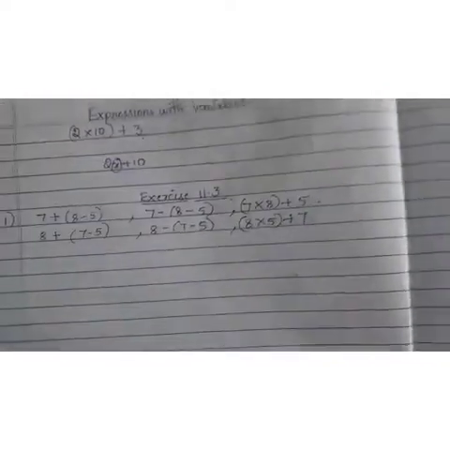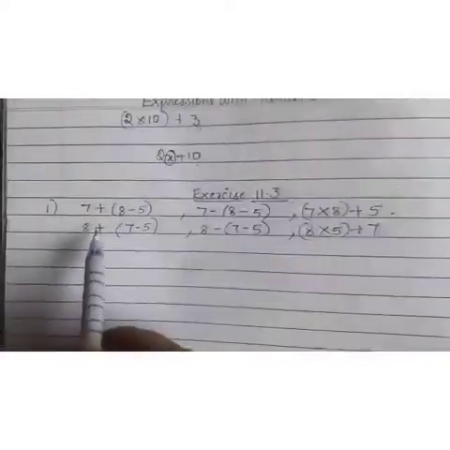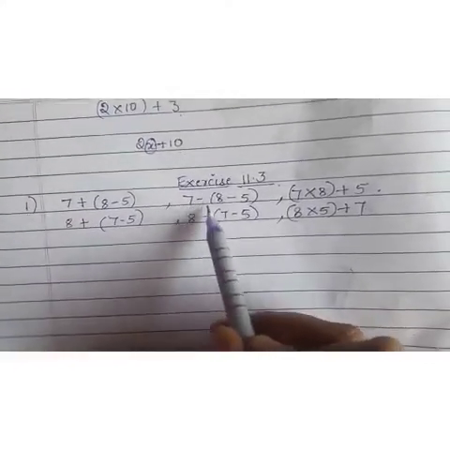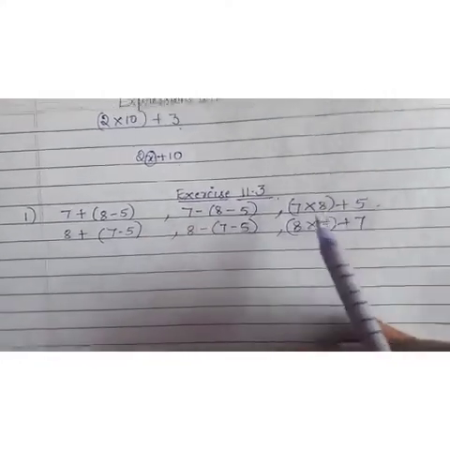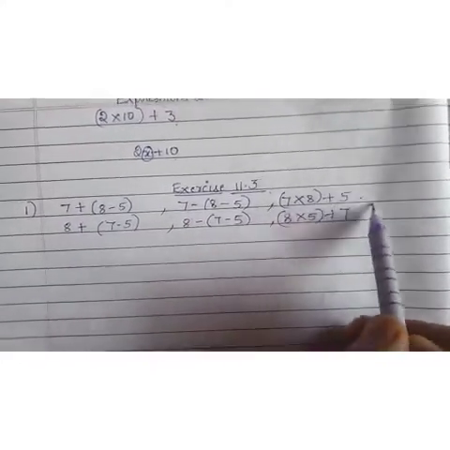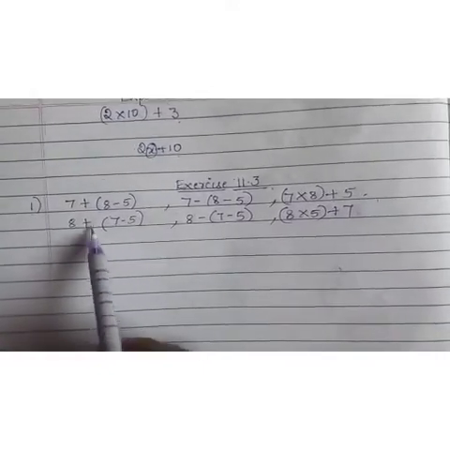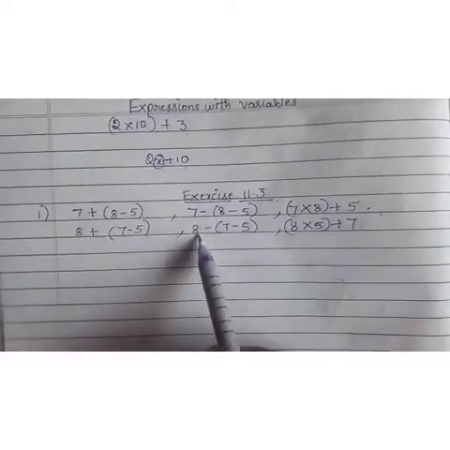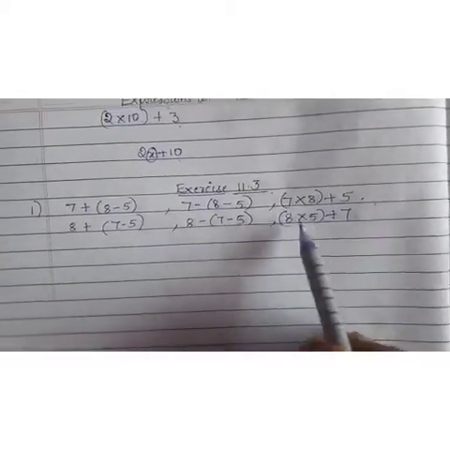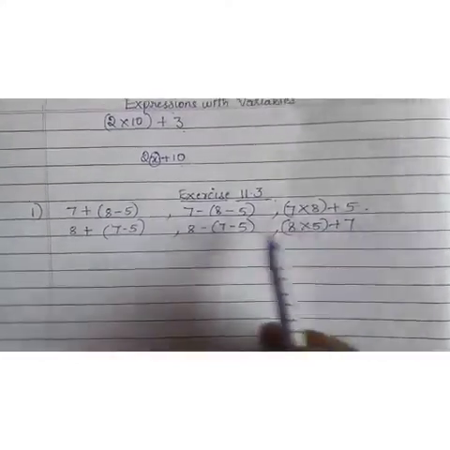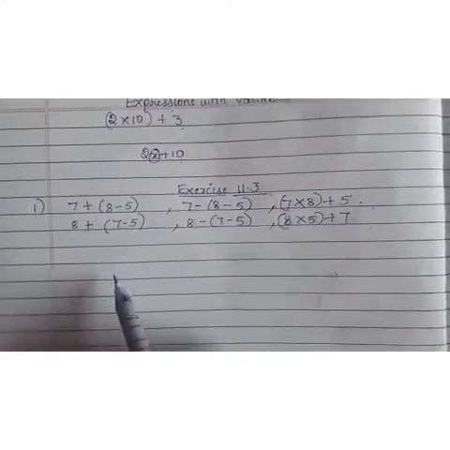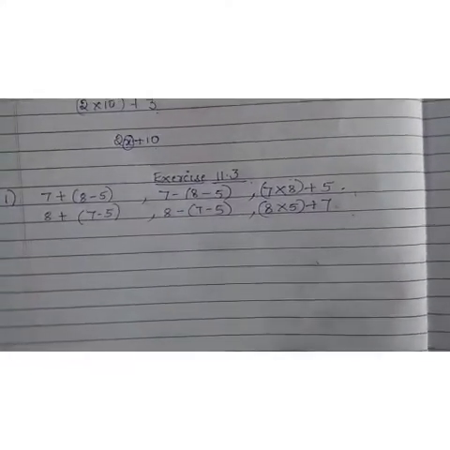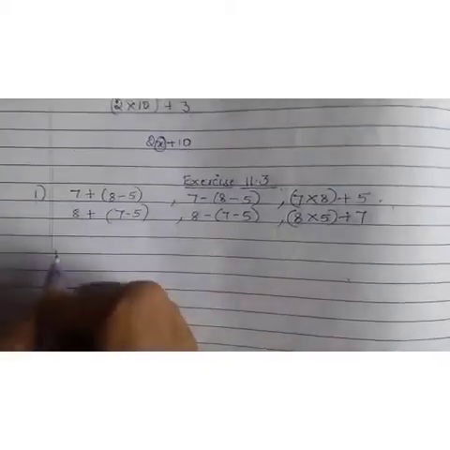So children, here I have formed 6 expressions. Just check it. 7 plus 8 minus 5, 7 minus 8 minus 5, 7 into 8 plus 5. Now you can change the numbers as well as the operations. 8 plus 7 minus 5, 8 minus 7 minus 5, 8 into 5 plus 7. Now you can again change and try to form. So children, I have formed here 6. You can try for some other expressions. Now let us move to question number 2.